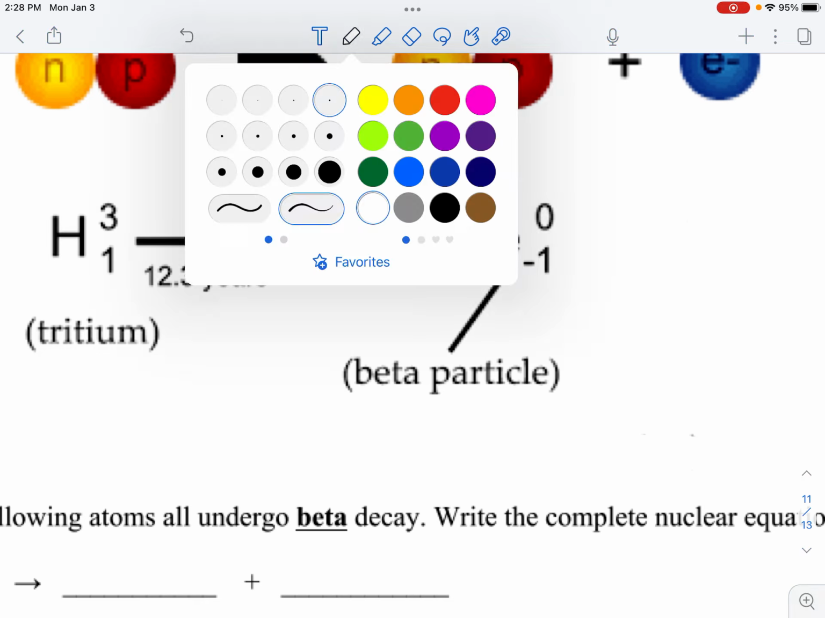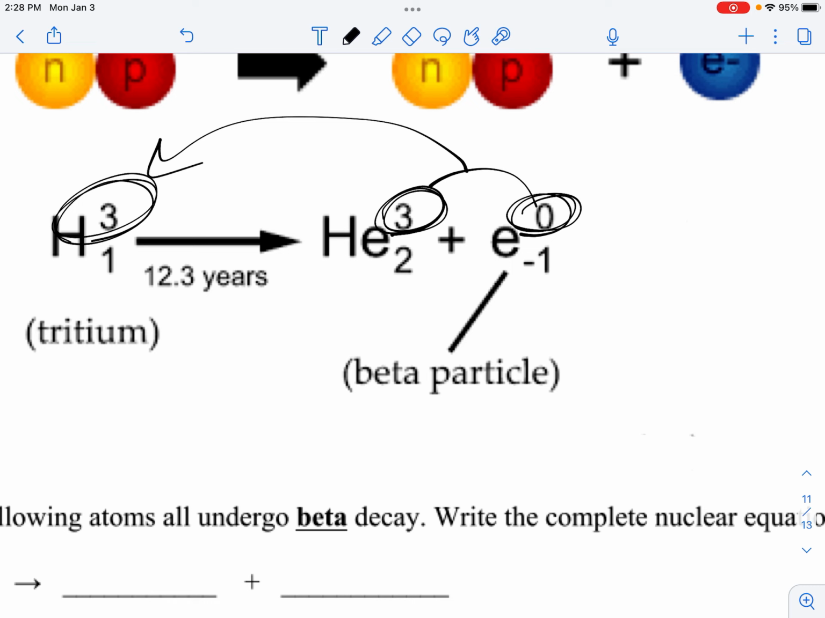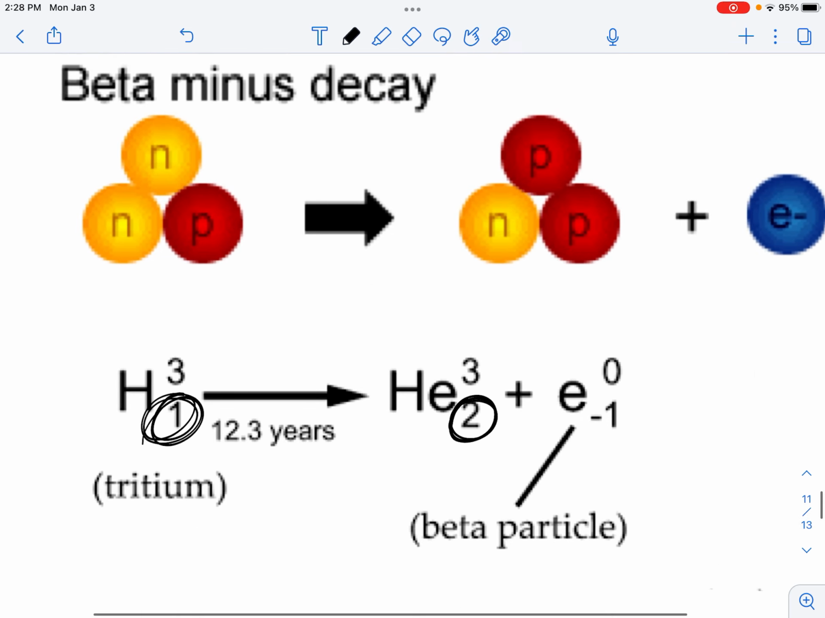So please be aware here that what we've got is we've got 3 on the top left, and then we have 3 on the top right and 0. So 3 and 0 is the same as 3. I'm good. And then what happens, though, is I've got 1 on the bottom left, and this is where things get messed up. And I've got 2. Well, how did 1 turn into 2? Well, remember, you're going to gain a proton.